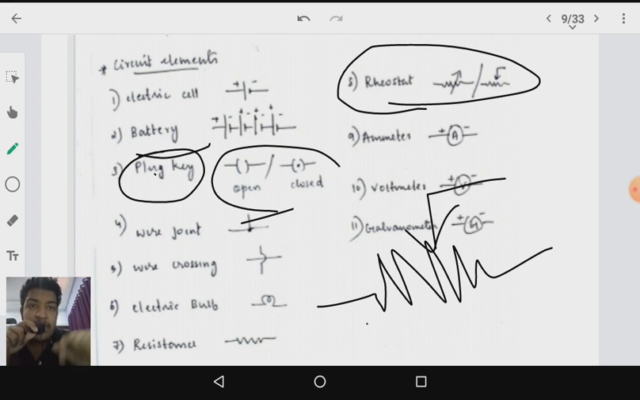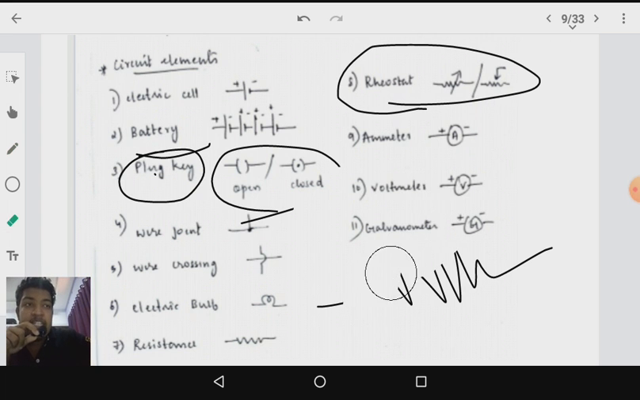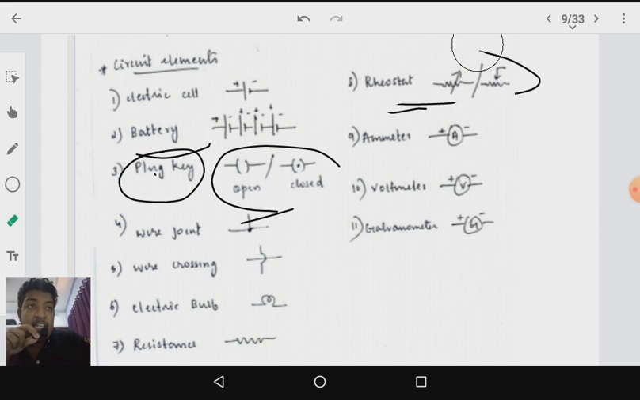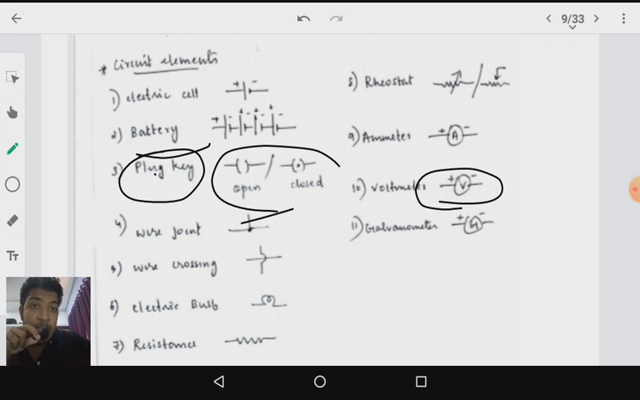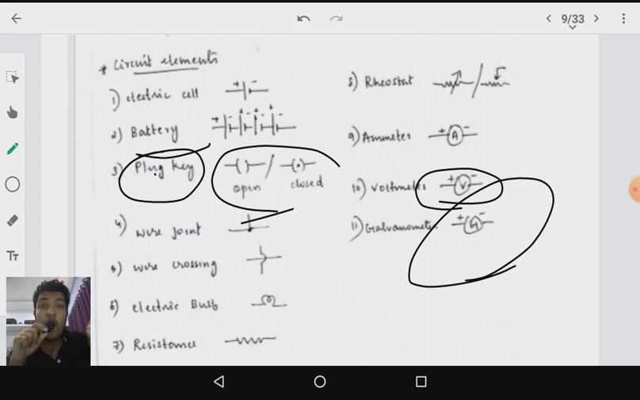Next is the ammeter. How to represent an ammeter? We just have to put a circle and write an A there. For a voltmeter, a circle and inside that V. For a galvanometer, a circle, inside that G. So these are the representations of the various circuit elements. So using this, let us draw some simple circuits now.